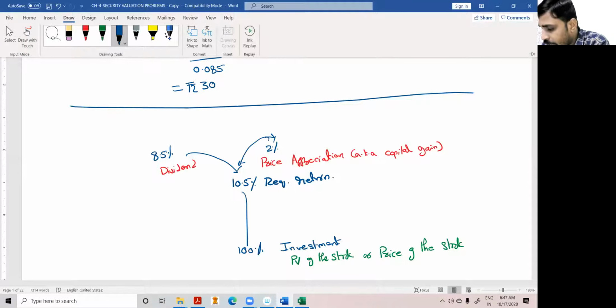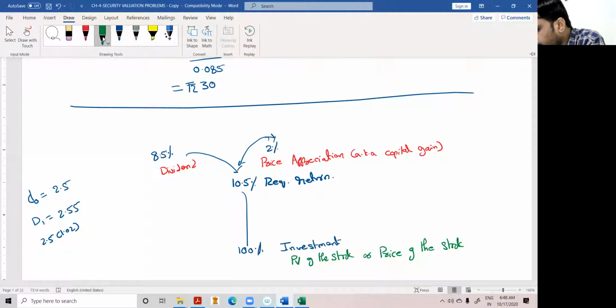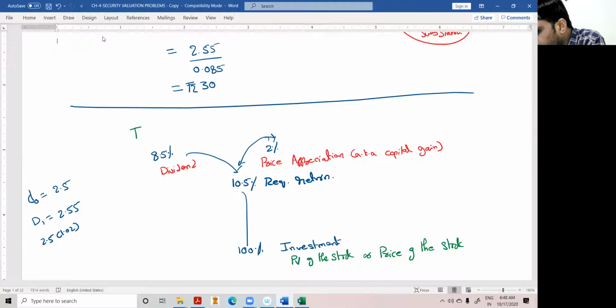Look at this point. Current dividend D0 is 2.5. D1, the expected dividend, is 2.55, which we calculated as 2.5 into 1.02. Emma, this is 2.55 rupees. This 8.5% is rupees 2.55. If 8.5% is 2.55, how much is 100%?